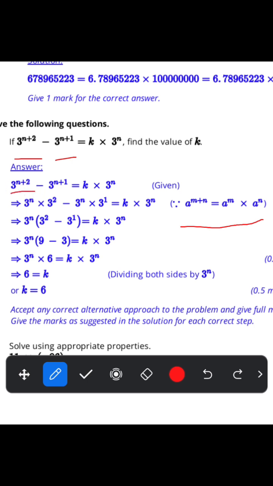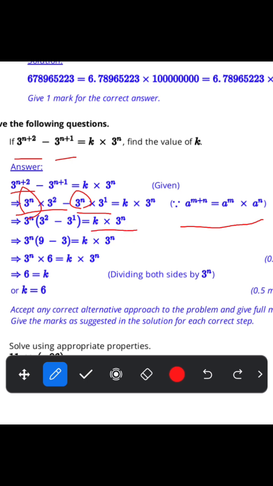So by using the indices rule, we write 3 raised to n multiplied by 3 square. Again 3 raised to n plus 1 we can write in this way also, 3 raised to n multiplied by 3 raised to 1. k multiplied by 3 raised to n on the right side as it is. Here we take common 3 raised to n. We take 3 raised to n common in the bracket, 3 square minus the remaining 3 raised to 1, and the right side term as it is.